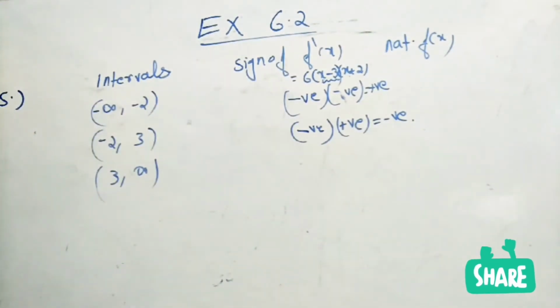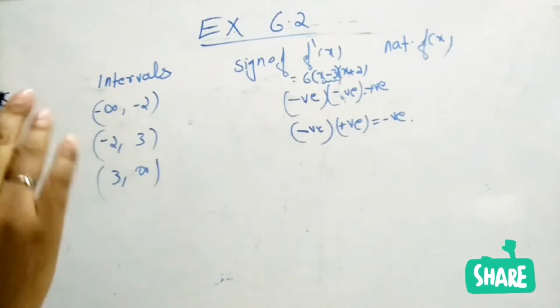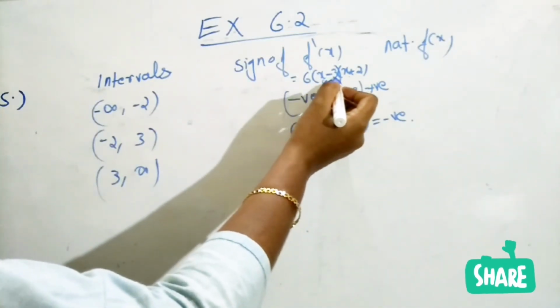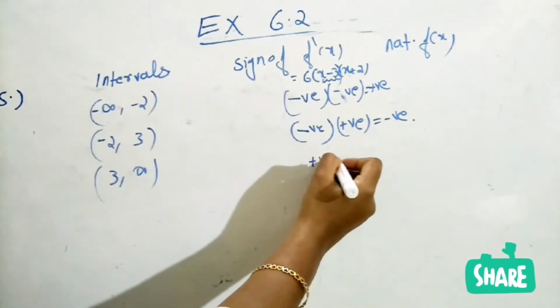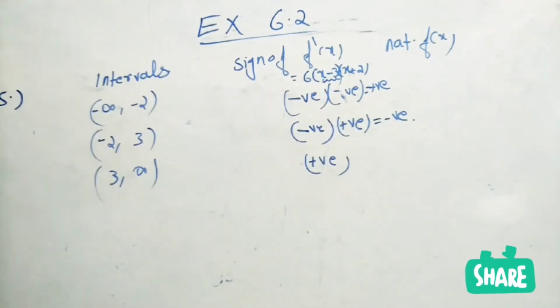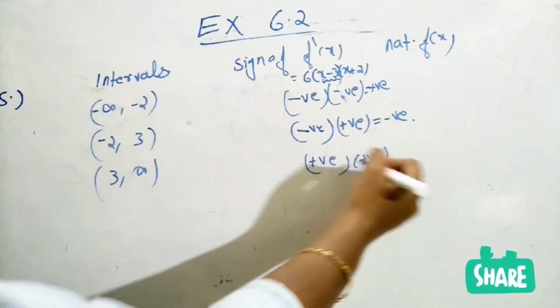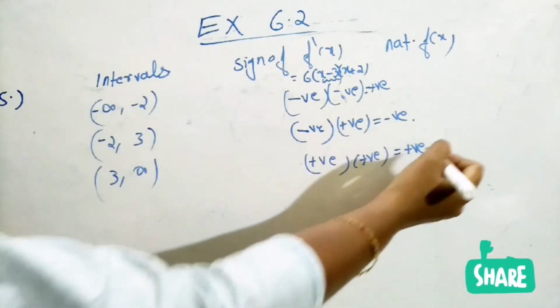Now 3 to infinity. We will take 4. If you take 4, 4 minus 3 is 1 and that is positive. 4 plus 2 is 6 and that is also positive. So positive into positive, we will get it as positive.